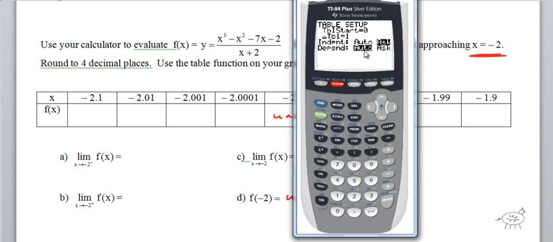One has to be ask and one has to be auto. The first one needs to be ask, second auto. Once you set this, it really doesn't change unless you come back and actually change it. But we have ask and auto.